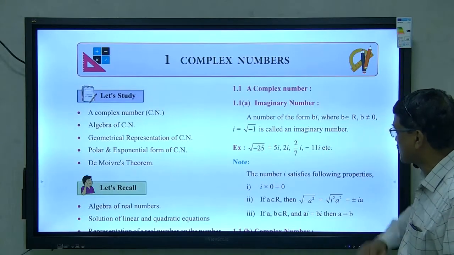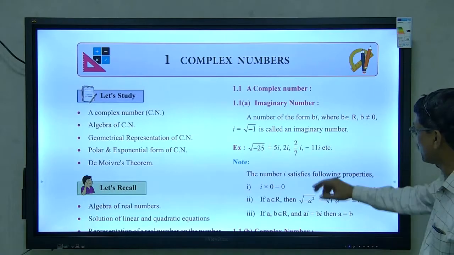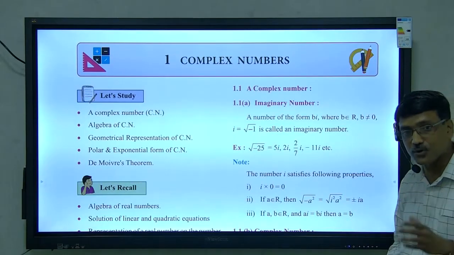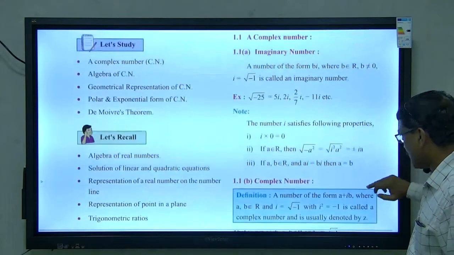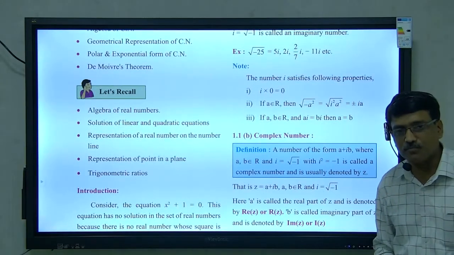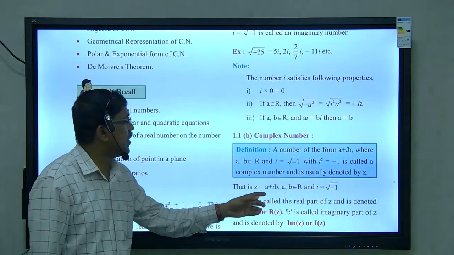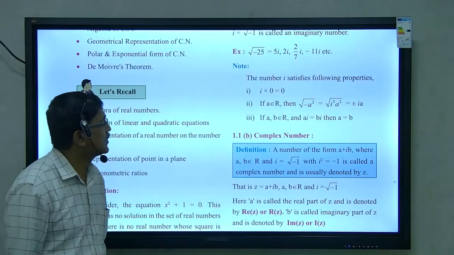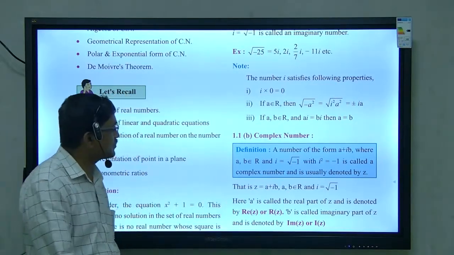The first one is complex number. In complex numbers there is an imaginary number i whose value is root of minus 1. This i plays a very important role in the formation of a complex number. See, a complex number, its definition: a number of the form a plus ib, where a and b both are real numbers and i has value root of minus 1, is a complex number.